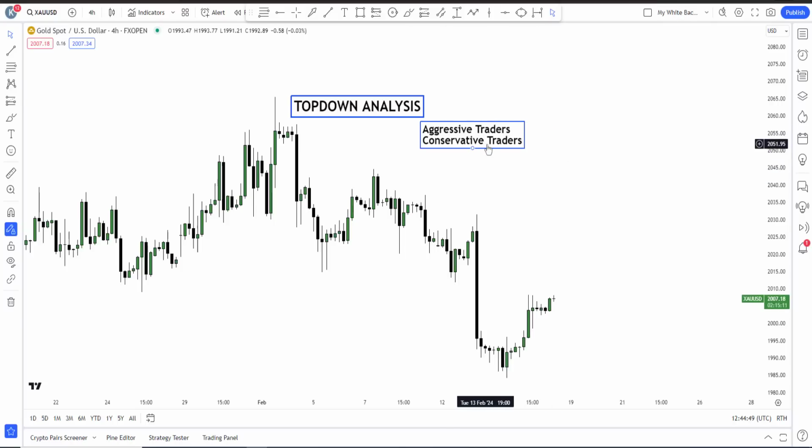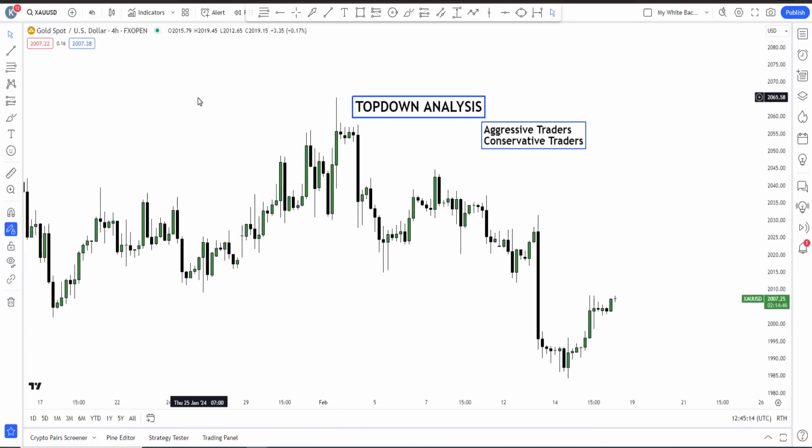So now, what time frame do you belong to? If you are a person that operates on the 1 hour time frame downward, you fall under the aggressive trader. If you are a person that operates from 4 hour time frame upwards, you are a conservative trader. So if you're doing your top-down analysis, you must know what you are doing or what time frame to look out for.